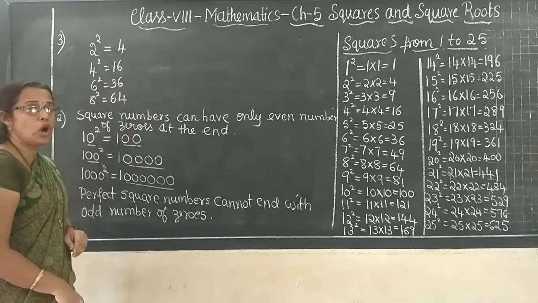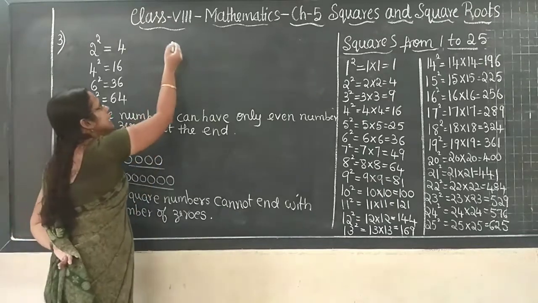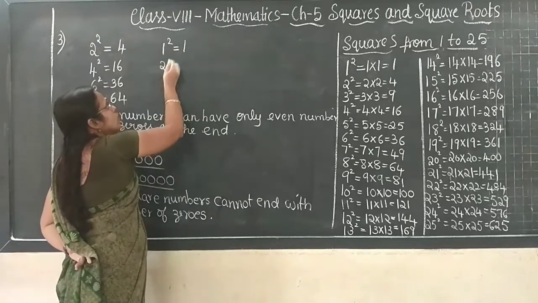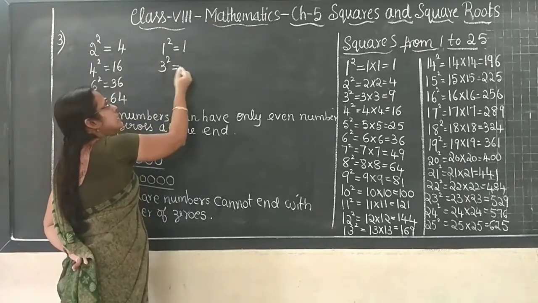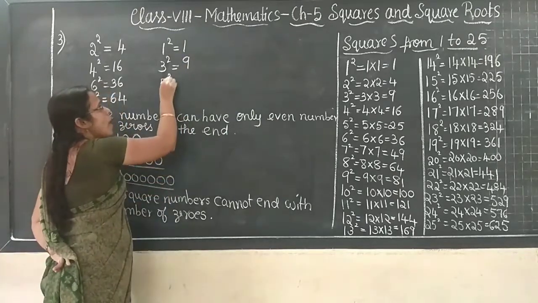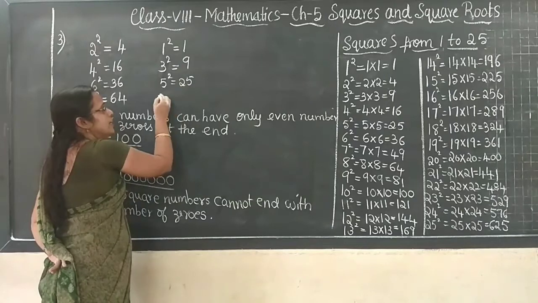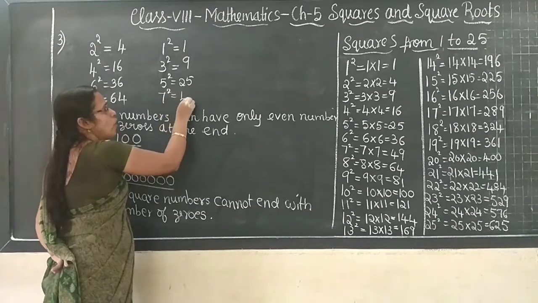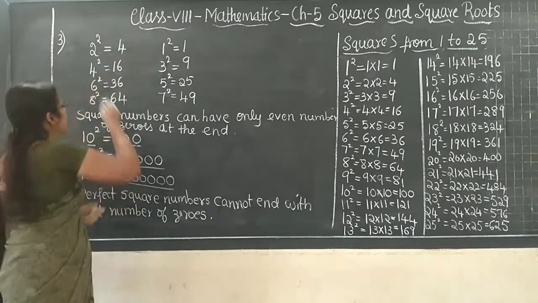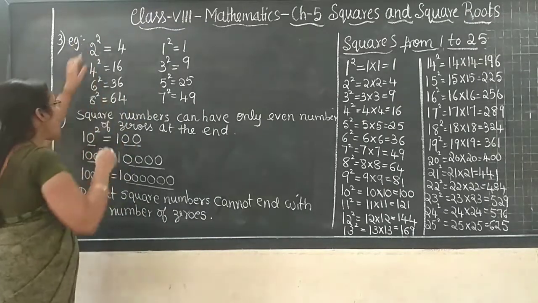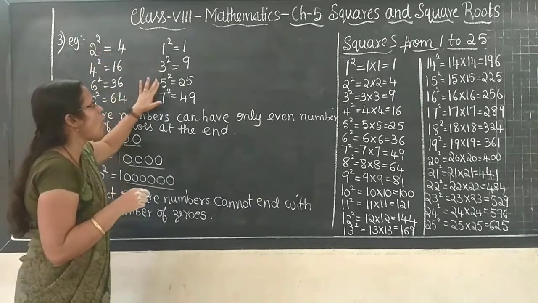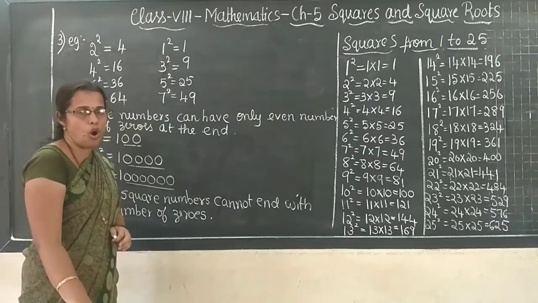Square of an odd number is always odd. Just see here. 1 square. What is it, odd, right? 1 square is 1. 3 square: 3 is odd. 3 square is 9. Then 5 square is 25. Then 7 square is 49. Okay? So from looking at these two examples, you have understood that the square of an even number is always even. The square of an odd number is always odd. Will you agree to that?